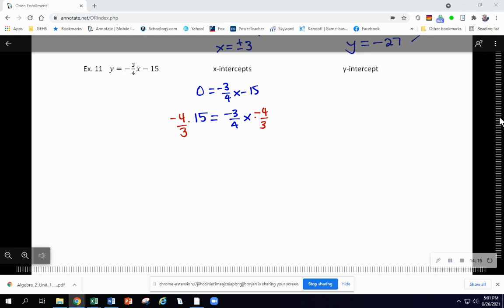And we have quite a bit of stuff that cancels here. Negative times negative cancels off to positive. 4 times 4 and 4 cancel. 3 and 3 cancel. So you can see that did what we were hoping it would do. We got the x by itself.